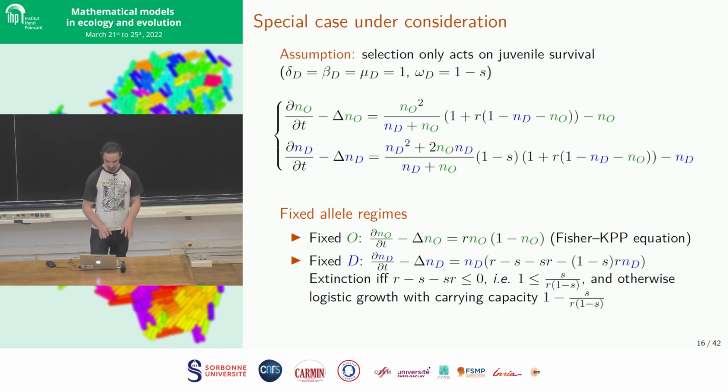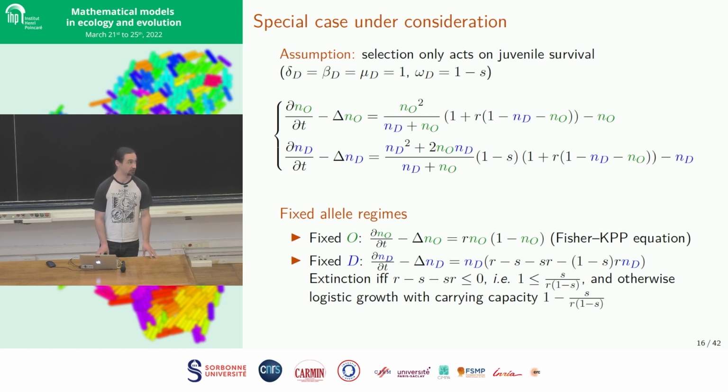I'm going to simplify this system by assuming that selection only acts on juvenile survival, so all other rates are equal to 1, and the juvenile survival is written as 1 minus S, where S is the fitness cost, as in many talks this week. And so you have the simplified system, which is written here, and the first thing you can do is look at what happens when one population density is fixed. So, for instance, if you have only wild-type alleles, you recover the classical Fisher-KPP logistic diffusive equation.